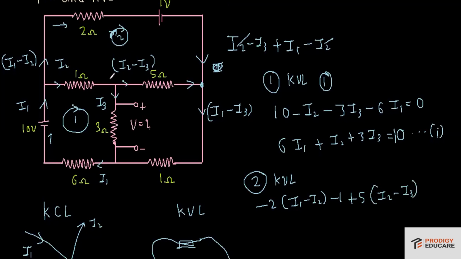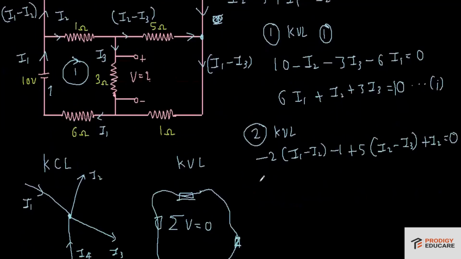Okay. Again, when I move through resistor 1, I'm moving from right to left, but the current I2 is moving from left to right. So again, there is an increase in voltage. So I'll write here plus resistor times current, so it will be plus I2. Now this is equal to 0.